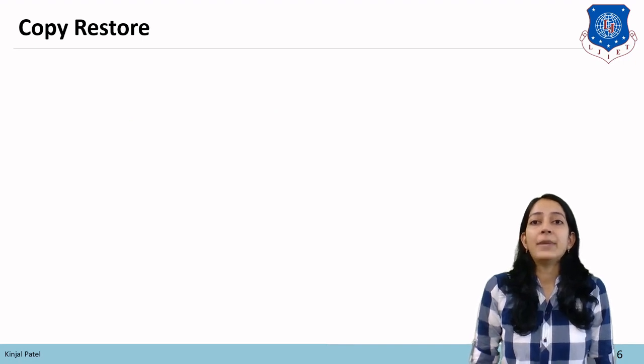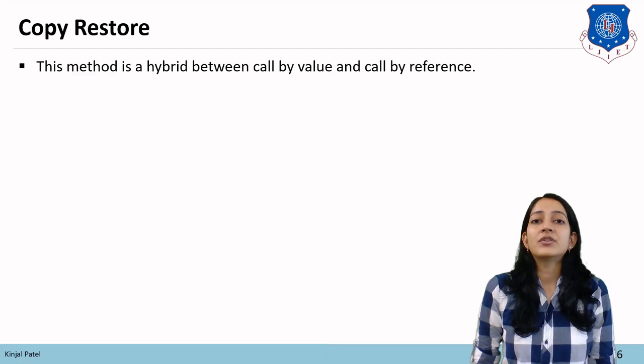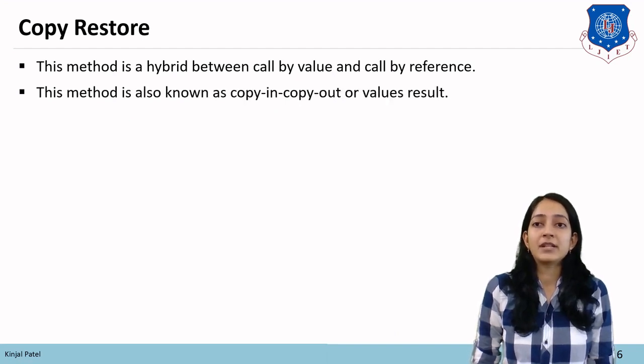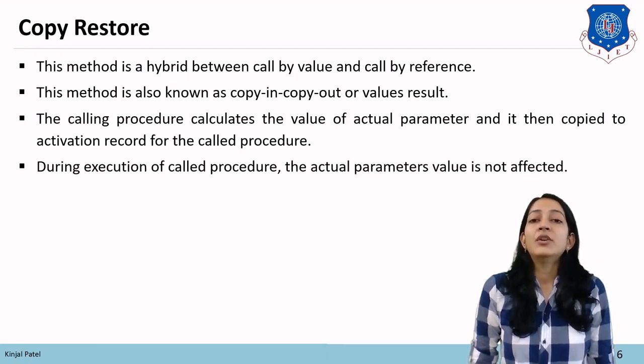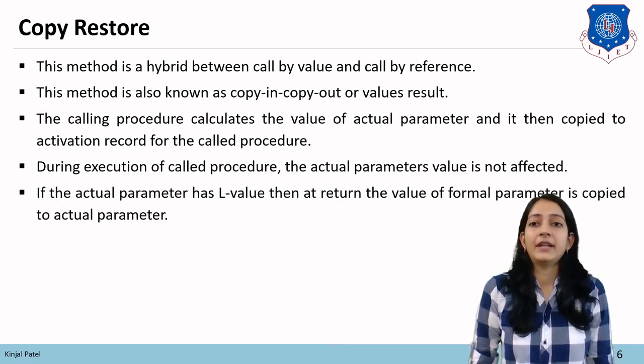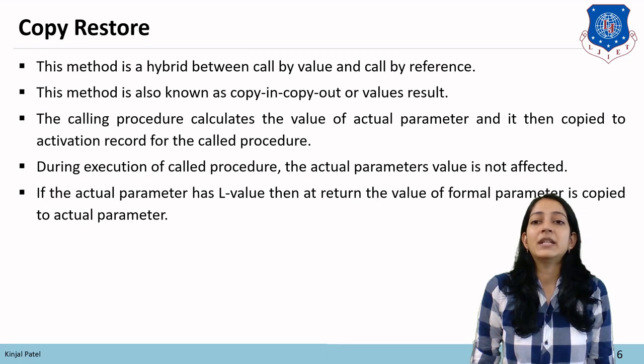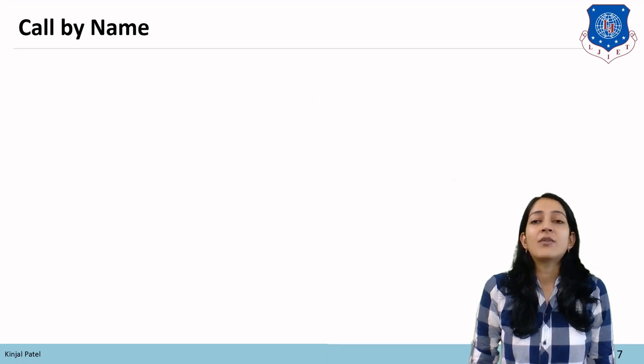Third technique is copy restore. So this method is a hybrid version of call by value and call by reference. So this method is also known as a copy in, copy out, or the values result. So the calling procedure calculates the value of actual parameter and it then copies to activation record for the called procedure. During the execution of a called procedure, the actual parameter's value will not get affected. So if the actual parameter has L value, then the value of formal parameter is copied to the actual parameter. And last technique is call by name.